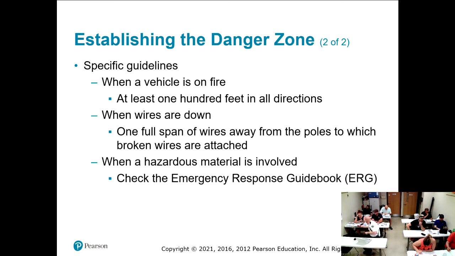If wires are down, stay one full span of wires away. That's probably 50 to 100 feet in itself. We usually go 2 to 3 poles. Yeah, 2 to 3 poles isn't a bad idea. Just remember that wires are probably the most dangerous thing on car accidents that you have to be aware of. If those poles are down and it arcs something, it could kill you, and it can kill a lot of other people. There's a lot of voltage that comes through there.